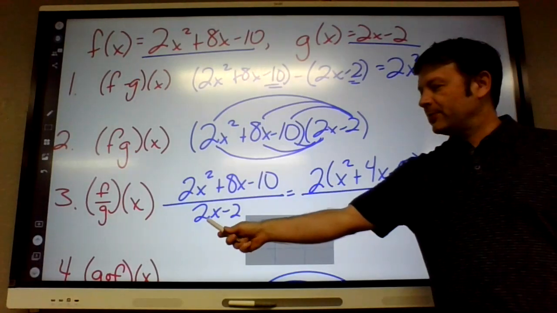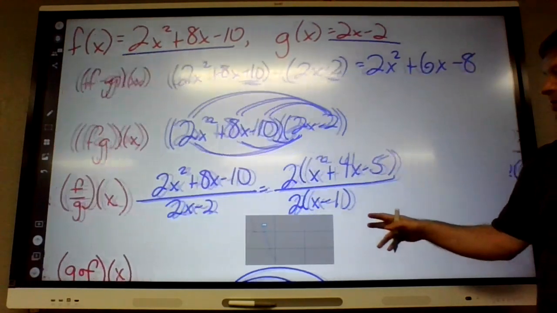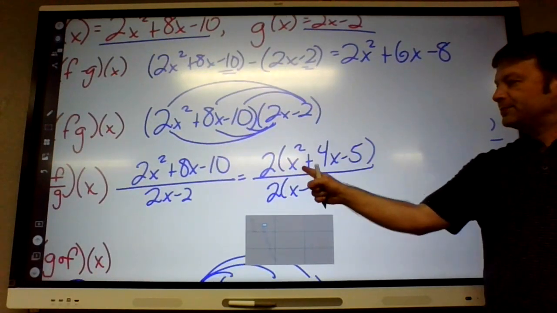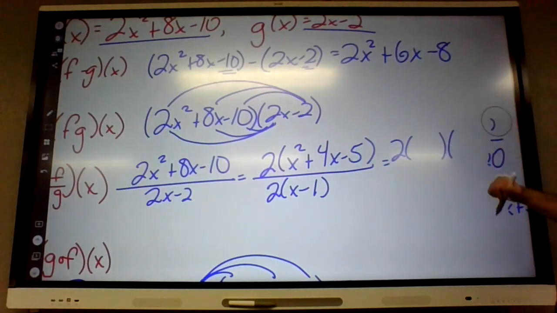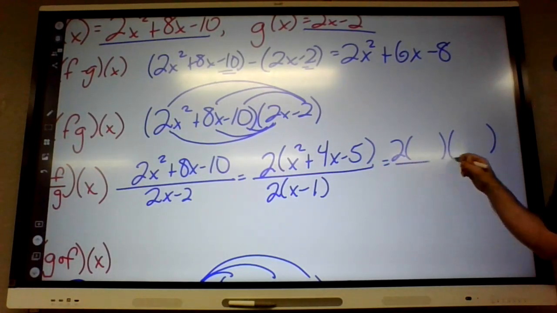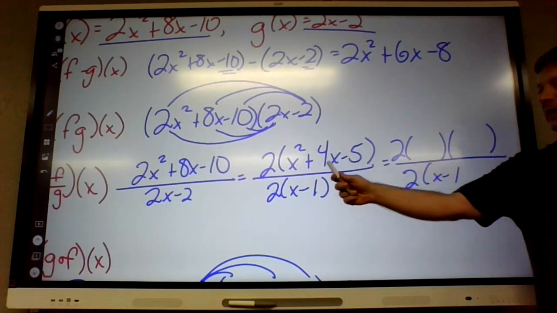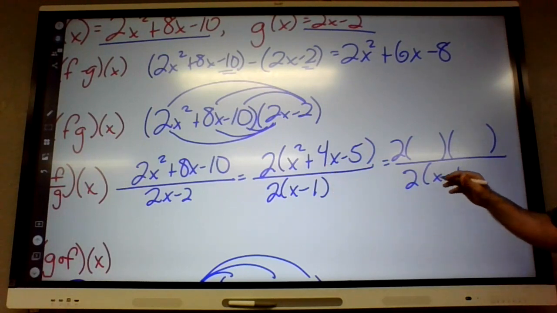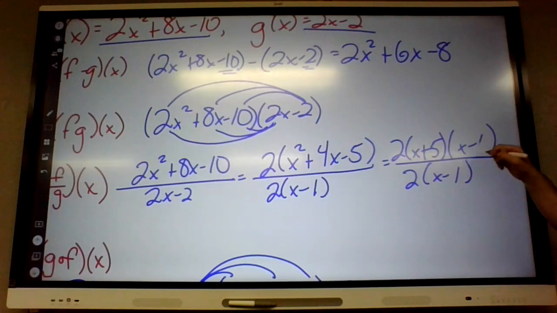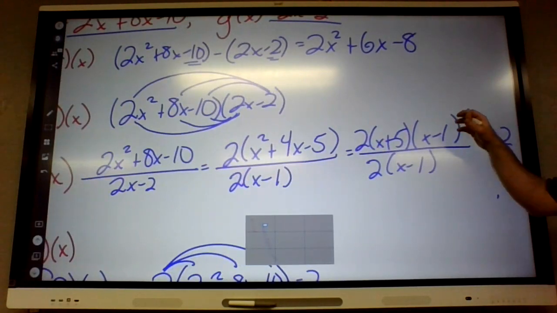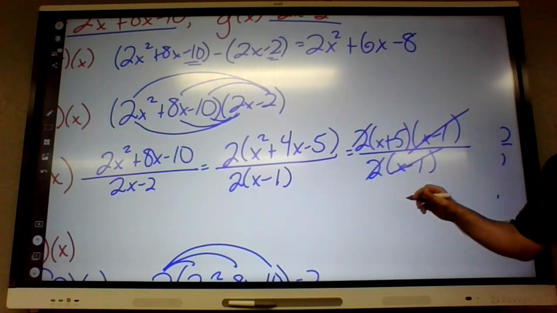So you divide all those terms by 2. And same thing on the bottom, right? Take a 2 out, divide those by 2. We can take away the 2's. What about this though? You can factor that. Okay, so what multiplies into -5 and adds up to 4? Positive 5, negative 1. 5 and -1. After you factor, you can cross those out.